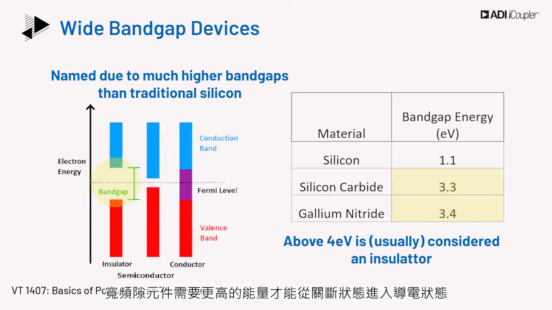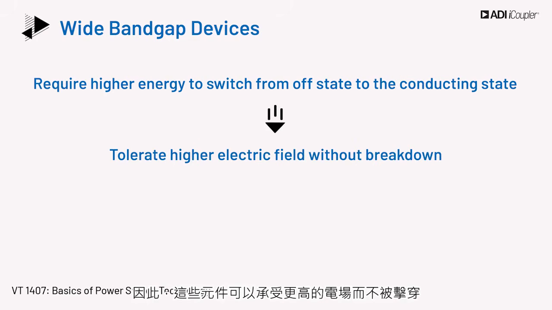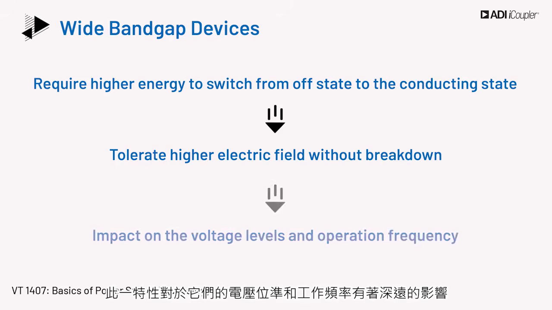Wide bandgap devices require higher energy to go from the off state to the conducting state. Thus, these devices can tolerate a higher electrical field without breakdown. This has a profound effect on the voltage levels and the frequency that these devices can be operated at.